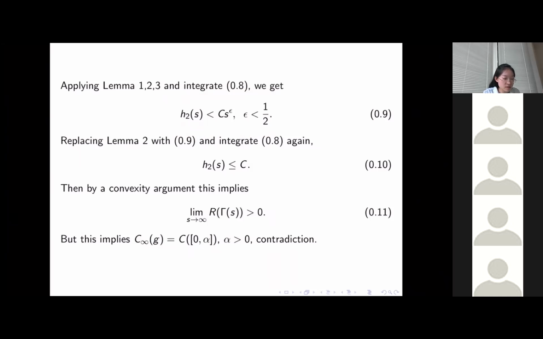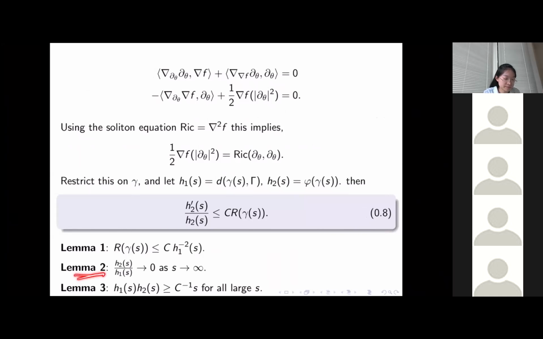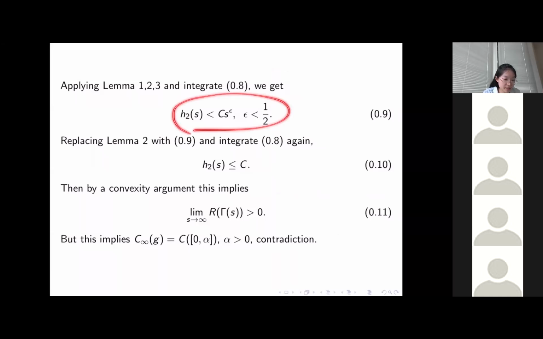Then we're going to replace the second lemma by our new estimate and do some bootstrap argument. This time you will see an even nicer upper bound on H2. This will give you that H2 is bounded above by a constant. And so we're basically done, because H2 is bounded at infinity, which tells us that this curvature does not decay along the edges of the wing.